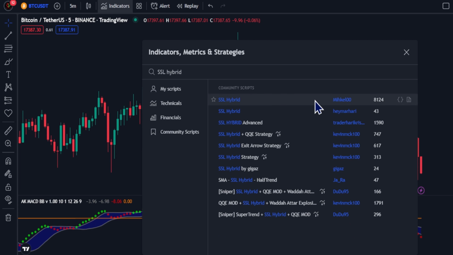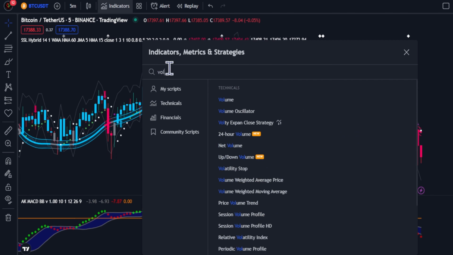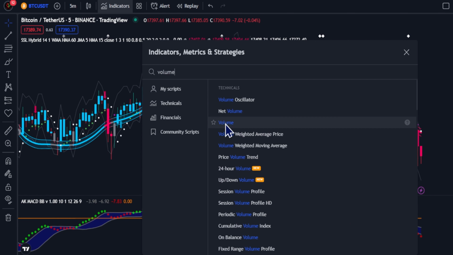Click this one created by Michael00 and add it to the chart. The last indicator that we will be needing is a volume indicator. Click this one under Technicals.